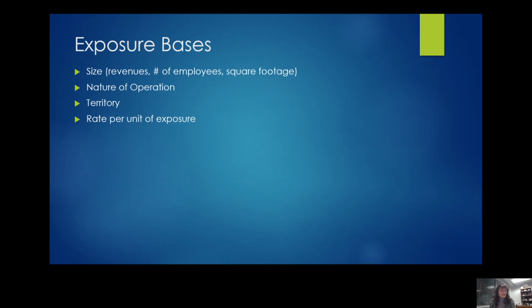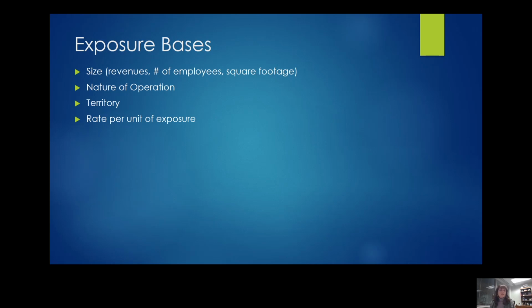A little bit more on exposure basis. We've covered this in 313, I know, but how do we allocate costs? It could be that you determine what your premiums are based on your revenue. It could be based on the number of employees you have. It could be based on the square footage of the property you're insuring. It could be the nature of your operation. Maybe you're building explosives. That's going to be a lot more exposure than if you are selling something in a retail space where there's no danger of high explosion probability.